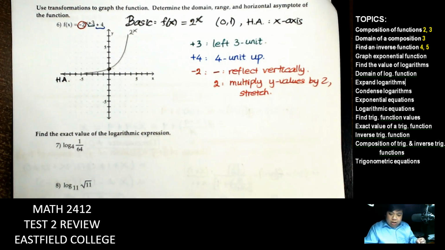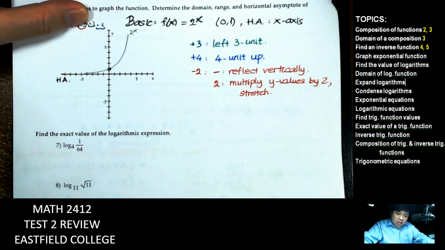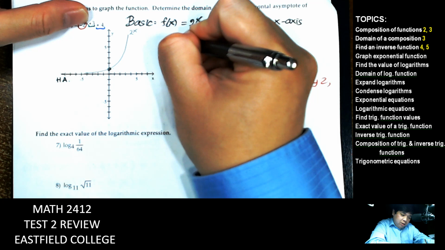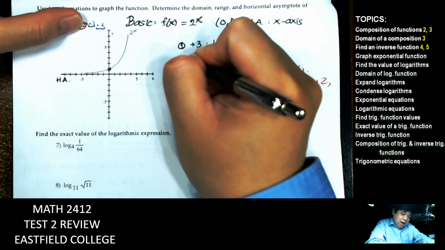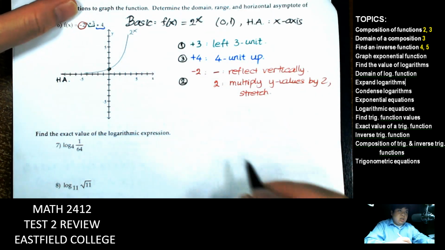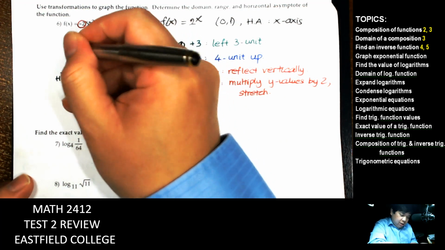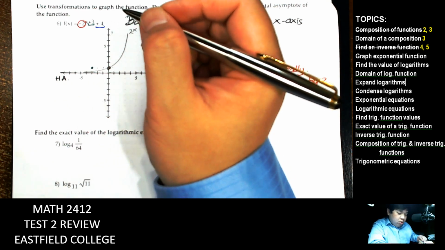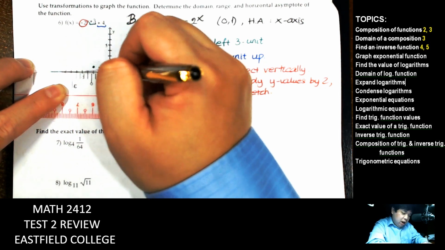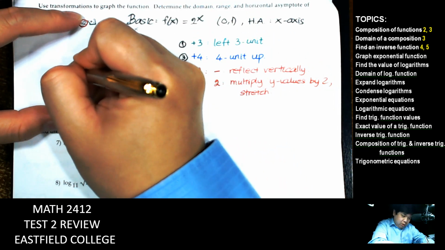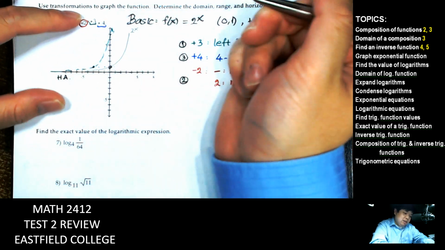Right, so we're going to do this. But the order of operations says that we're going to do the plus 3 first. So this is the first graph. And after that, the minus 2. And after that, 4 unit up. So we're going to do in this order. So first, 3 unit to the left. This point will go 3 unit to the left, become this point. The horizontal asymptote move 3 unit to the left. We still have the same line. So it will go like that.